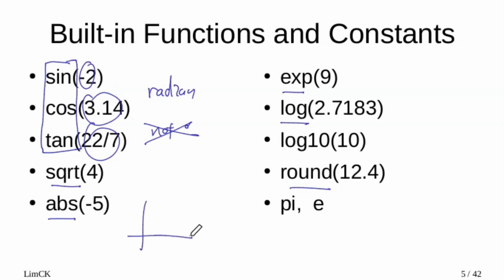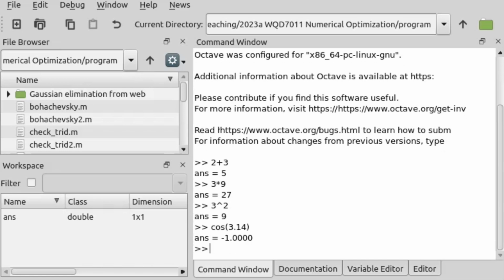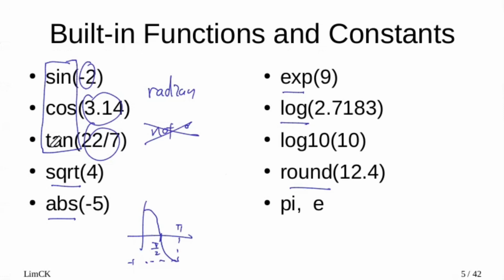If you remember, the cos function is something like this. This is pi over 2, this is pi, right? So cos pi should be equal to -1, right? So let's see, cos 3.14, approximately pi, is equal to -1, right? So this is the first thing, in radian.